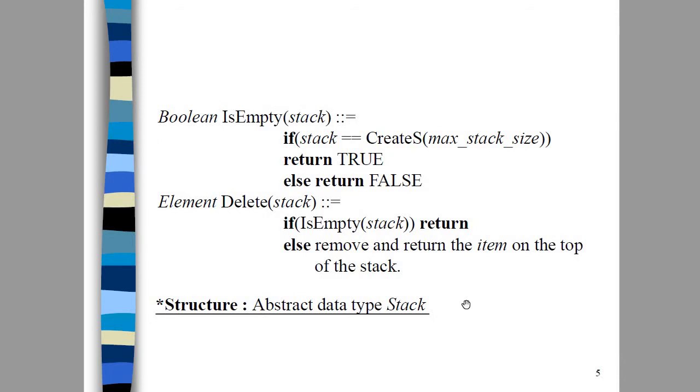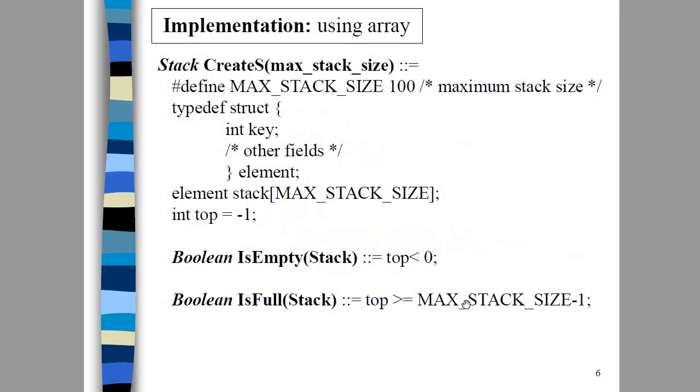So this is the abstract data type of stack. The next one is using an array. Here we will see how we can implement it. Previously we saw the ADT, the abstract data type. Now if we want to implement it, how can we do that? We need to write the programming statements.